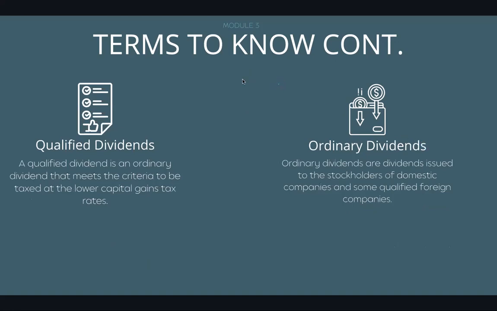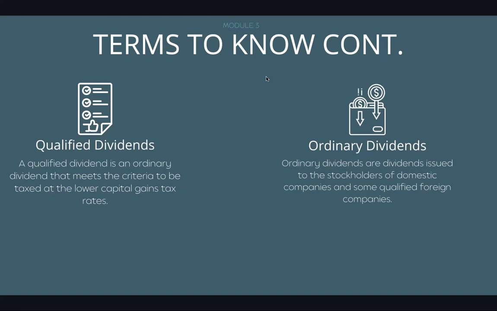So, qualified dividends versus ordinary dividends. A qualified dividend is essentially an ordinary dividend that meets the criteria to be taxed at a lower capital gains tax rate. It depends on which stocks you're getting into, but for the most part, if you own a stock 61 days or more prior to the ex-dividend date, it'll be a qualified dividend. So the tax rate it gets hit with is going to be much lower than an ordinary dividend.